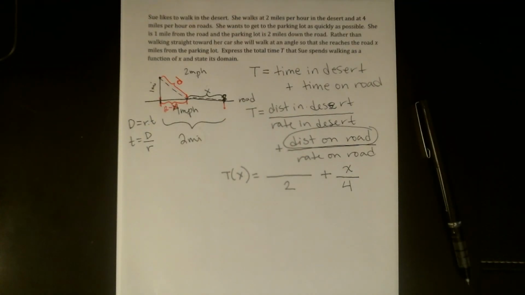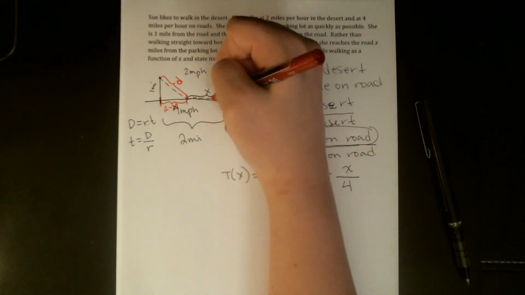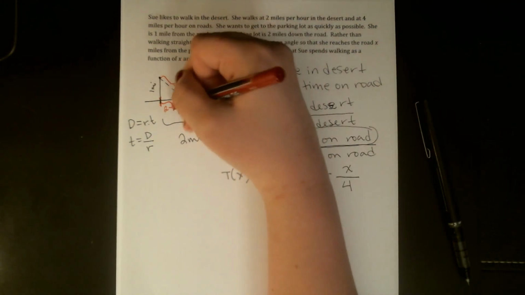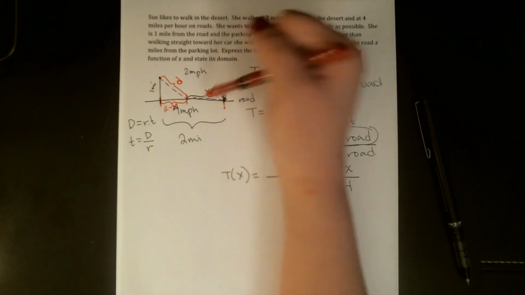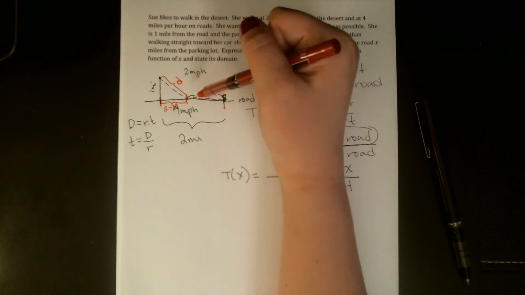The way I've drawn my picture, it almost looks like the two sides, the left and the right-hand side of the segments of the road could be equal, but you shouldn't be assuming that. Remember, x is a variable, so x could be a lot shorter than this or a lot longer than this. The only thing we know for sure is that these two lengths add up to 2 miles.